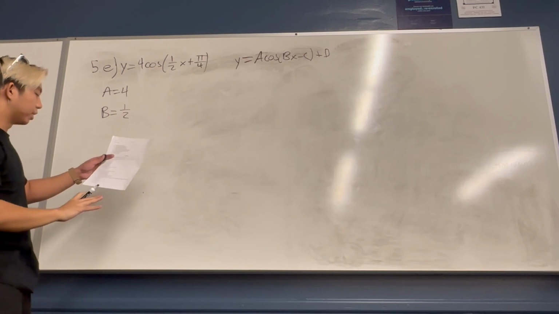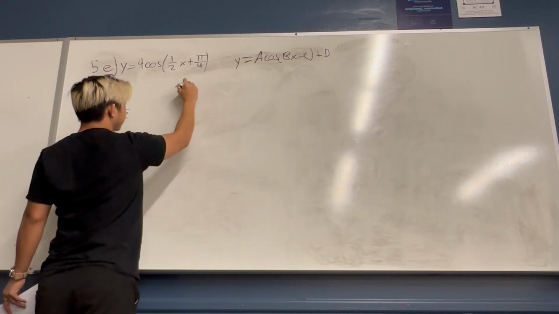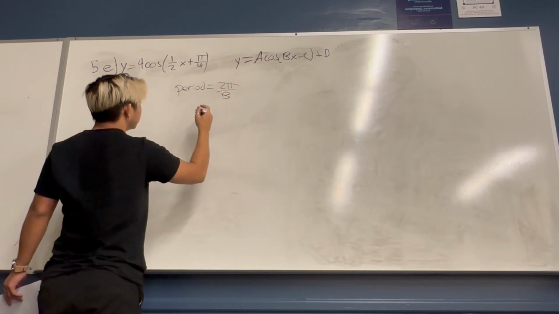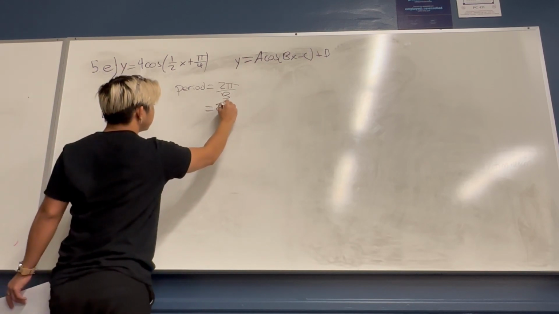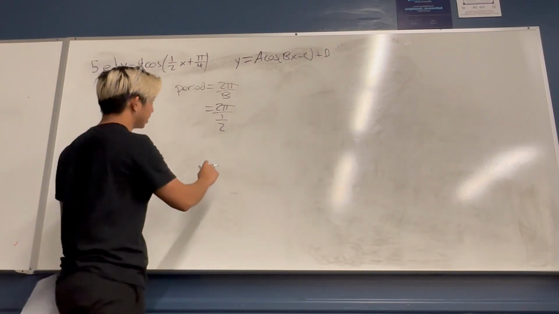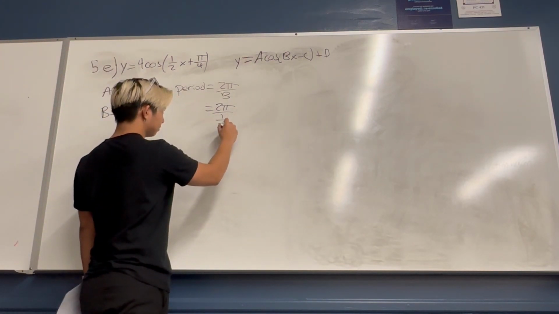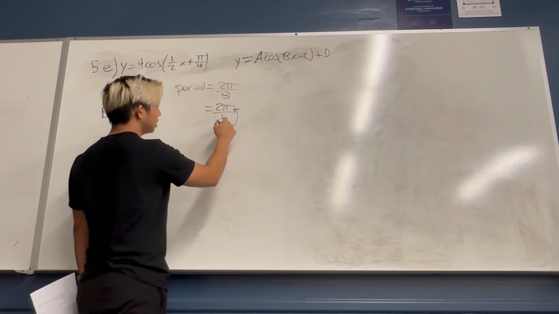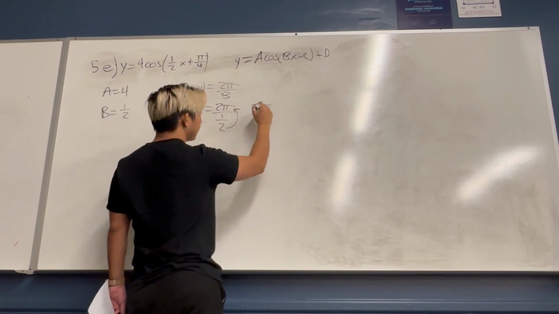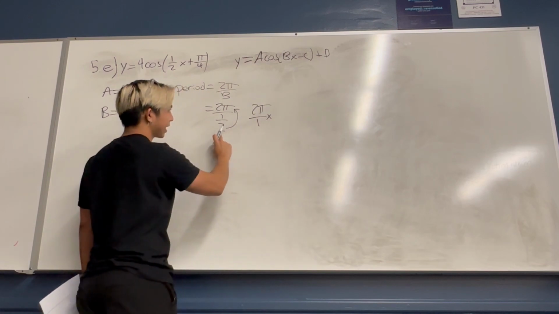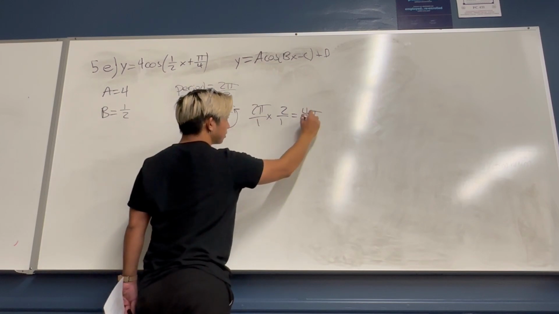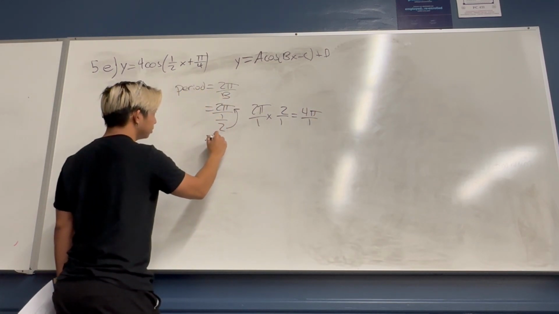But the question is asking, what will be the period? We know that a period is equal to 2 pi over b. So in this case, it's 2 pi over 1/2. So now I want to multiply by the reciprocal. If you write it out completely, it would be 2 pi over 1 times the reciprocal of 1/2. Then we just multiply across. This becomes 4 pi over 1. So our period here is equal to 4 pi.